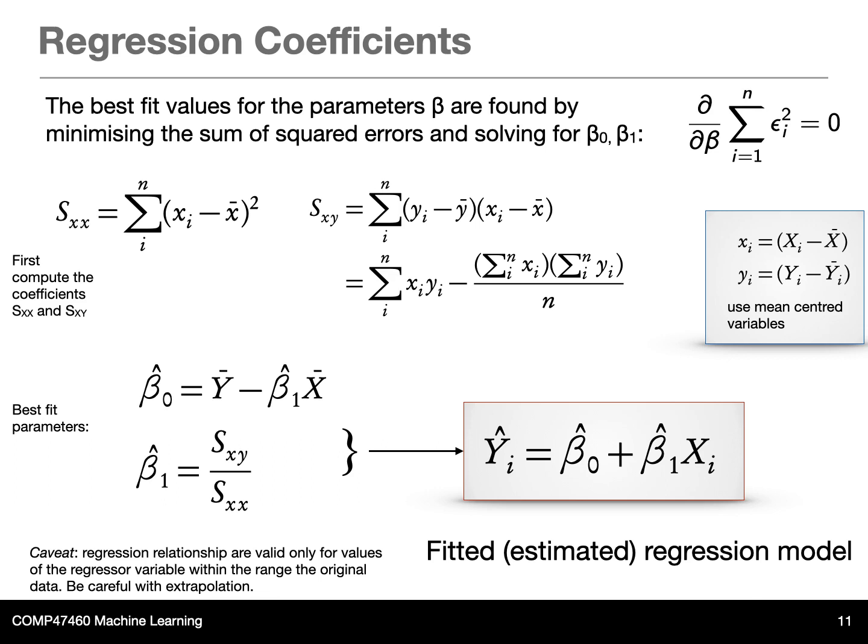We can then write our linear regression model in terms of the best fit coefficients beta 0 and beta 1. This model can be used to compute regression predictions for new values of x, but be careful with extrapolation. The model is only valid for values of x inside the range of the original data.